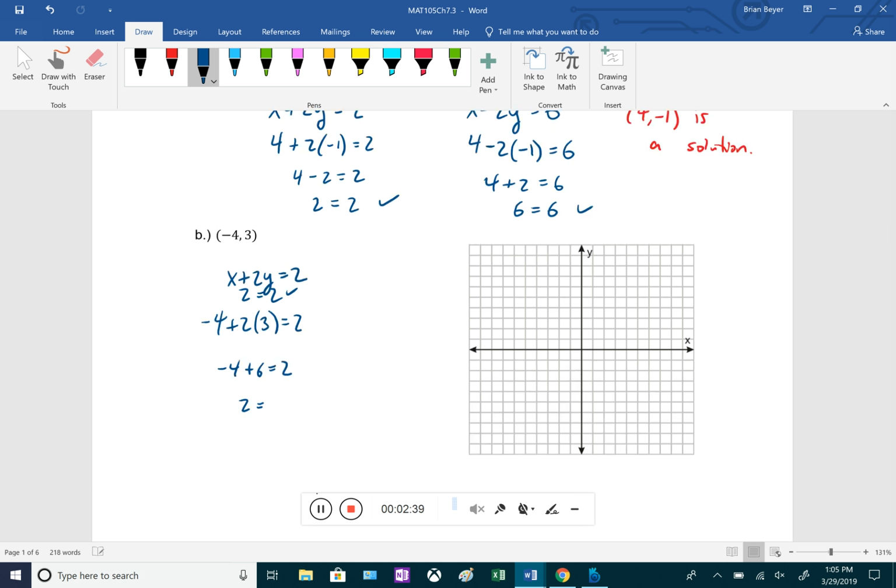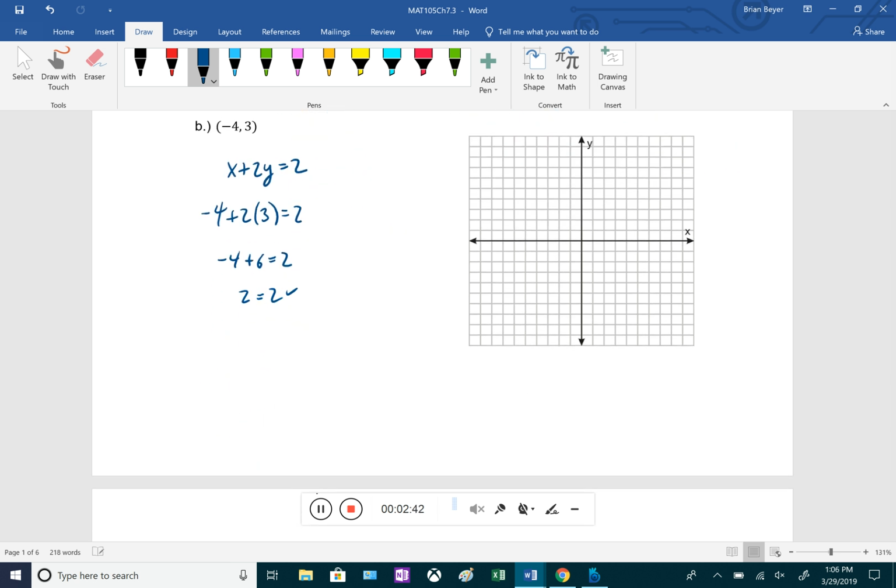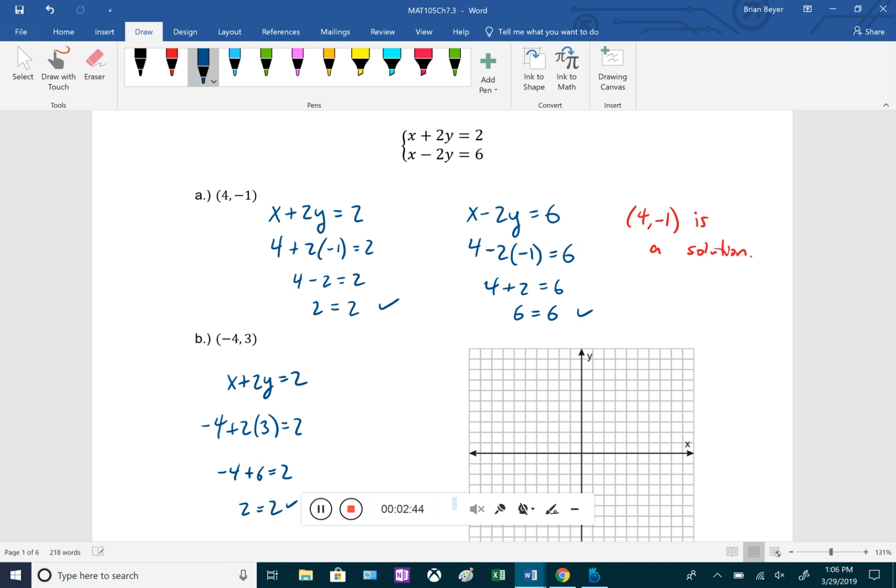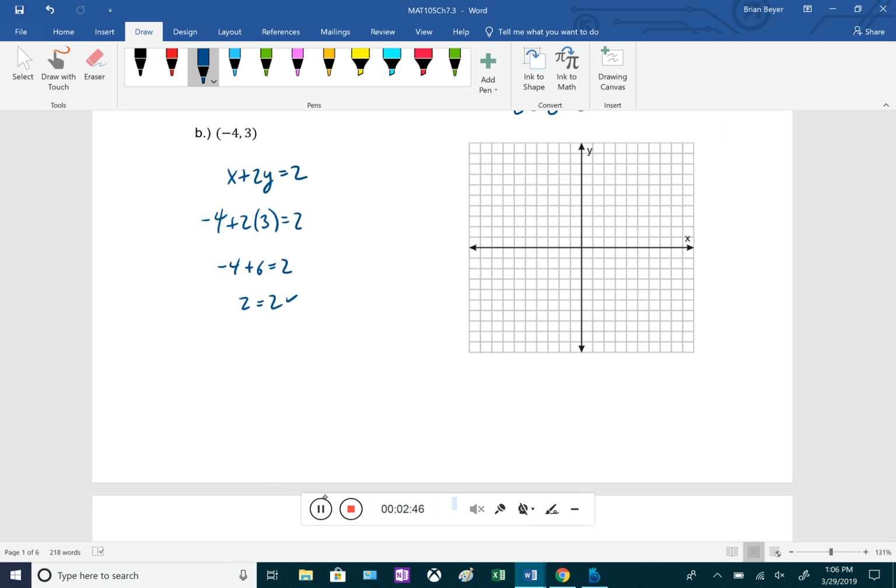And the second equation was x minus 2y equals 6. We wanted to see if this was a solution for this one also. So we plug in negative 4 for x, 3 for y. That gives us negative 4 minus 6, which is negative 10, equals 6, which we know is not true. So that means that negative 4 comma 3 is not a solution.